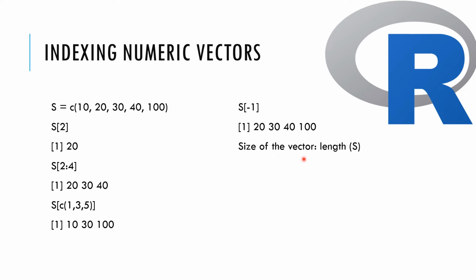Now the size of the vector, if you want to know, you can use the function length, and it will tell you the size 5. So there are 5 elements, so it shows 5. Now if you want to alter a value in a vector, you can mention again in the square bracket the particular element and assign it a new value. So here, if you see, we changed the value from 40 to 50 and it shows 50 here.